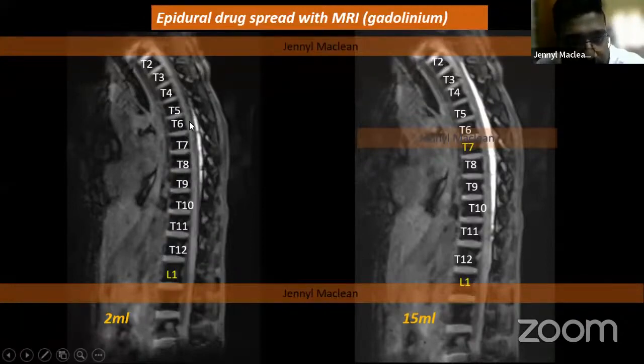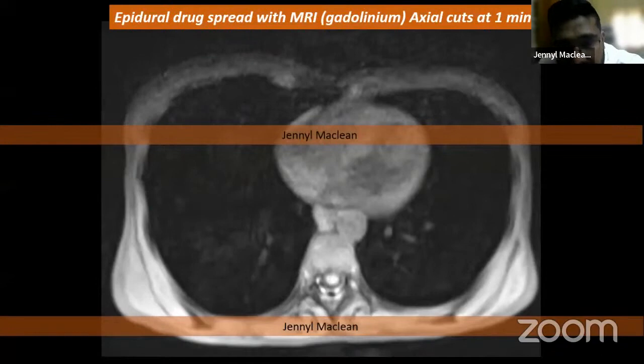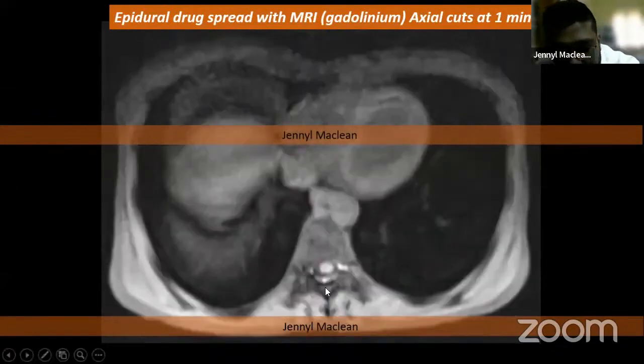I will show you in the cross section what happens here. The drug just settles in the posterior epidural space. But if you inject 15 ml, it spreads from T3 to approximately T11 and T12. That's how the segmental epidural works. Let's see about the cross-section. If you inject 2 ml, you can see here, this is the posterior epidural space, this is the anterior epidural space.